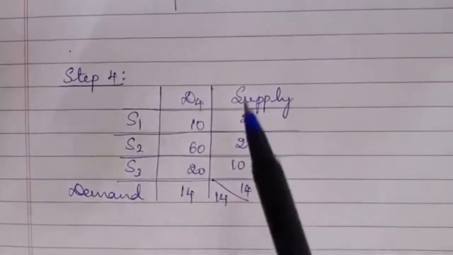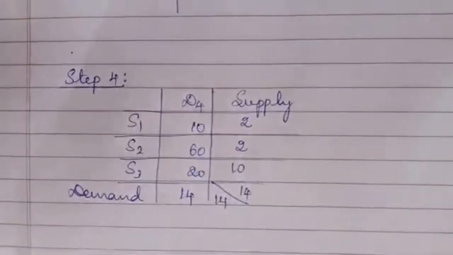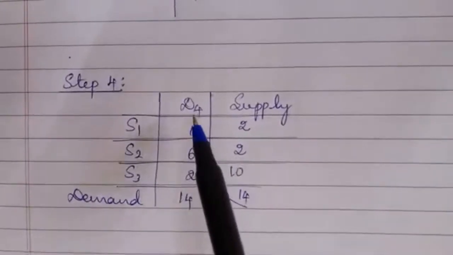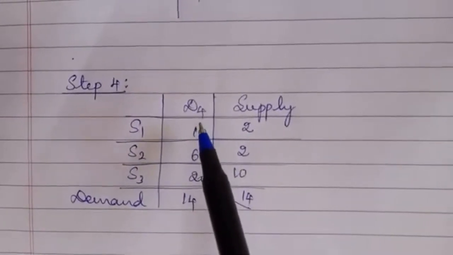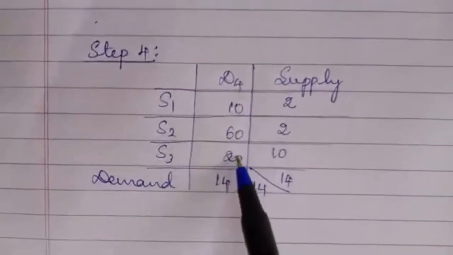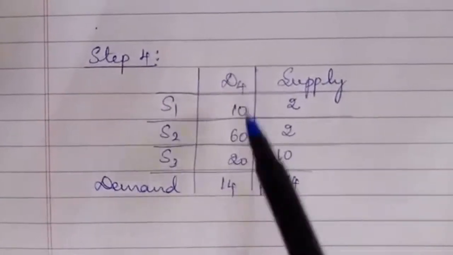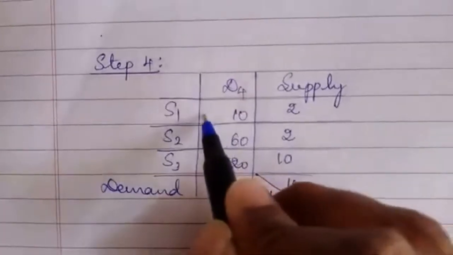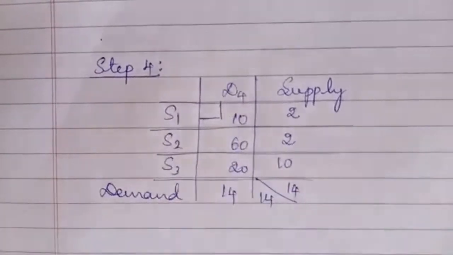Now we will move on to the next step with the updated supply and demand. I've just rewritten whatever we had in the previous step. Now D3 is gone. D3 is eliminated. Now we are left with only the D4 column. Out of these 3 rows, in this column, 10 is the least cost cell. We are allocating for this.